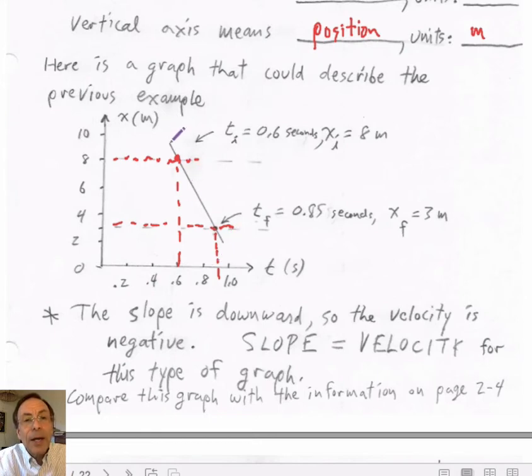Now, this line is sloping downward, and so that's a negative slope. A positive slope would be sloping upward, negative is sloping downward. And so that tells us right away that our skateboarder's velocity was in the negative direction. And in fact, we can go further than that. We can say that the slope and the velocity really are the same thing, at least when we're talking about an x versus t, a position versus time graph.